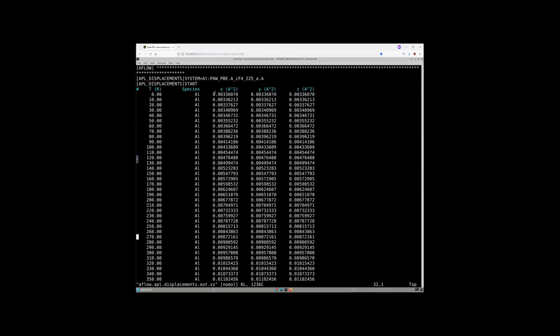But you can also see that if you look at, for example, 300 Kelvin, it's 0.009. You take the square root of it. These displacements are very small, but they have a big impact on the transport properties of your system.